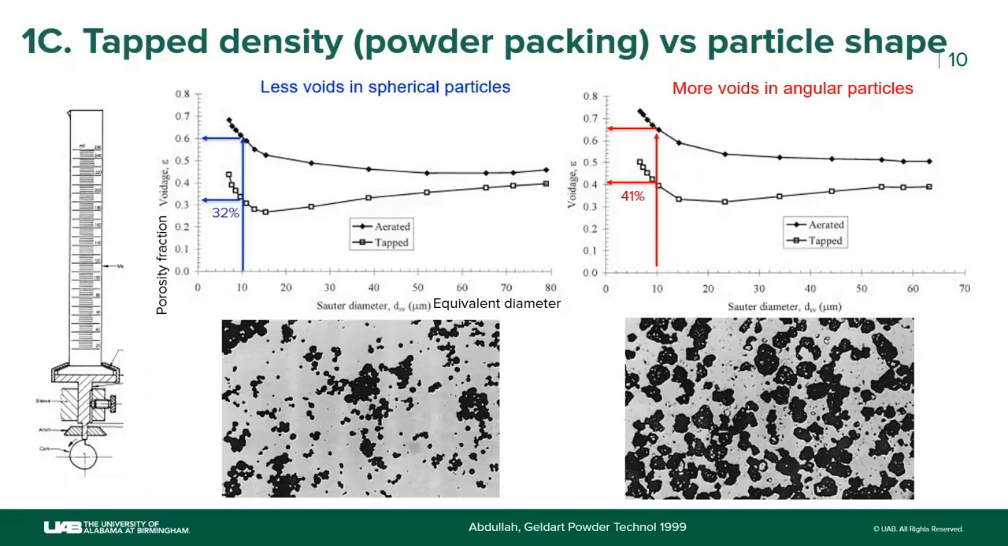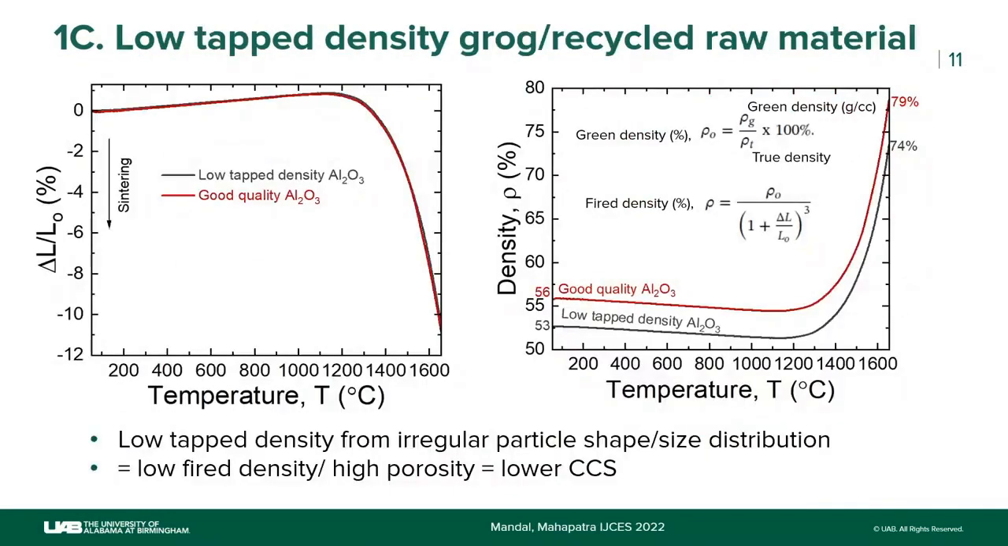So maybe you do a screen analysis and you see that the screen analysis of the reclaimed raw material matches your good raw material, but since the particle shape is not the same, you end up having a difference in the tap density. And when you do dilatometry, this is just a simple dilatometry of sintering shrinkage. This is the low tap density material and the high tap density material.